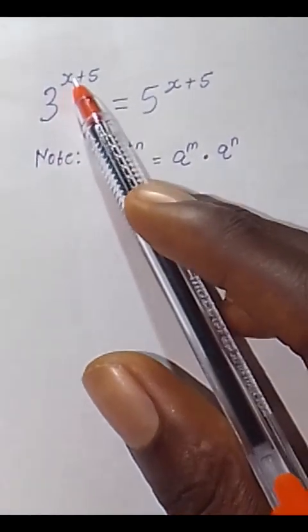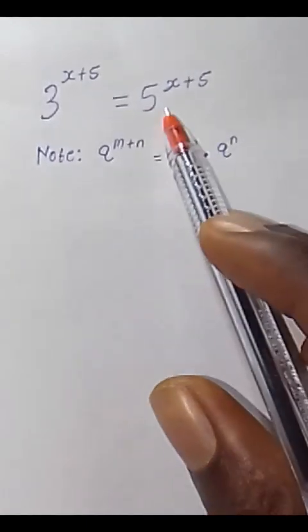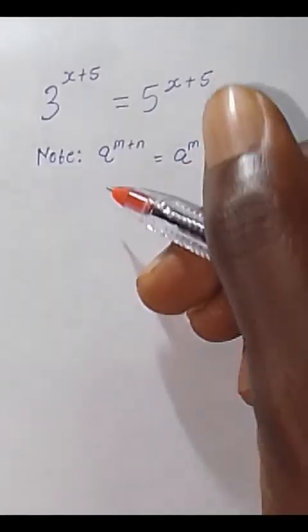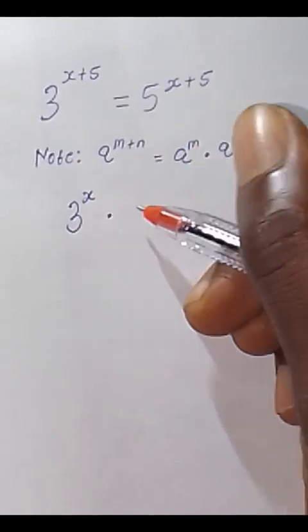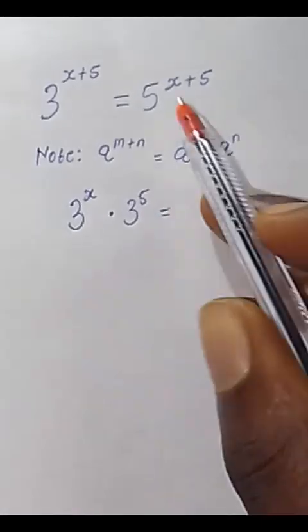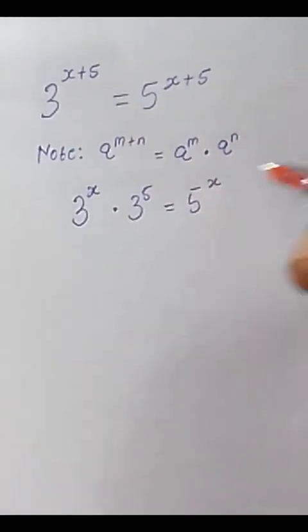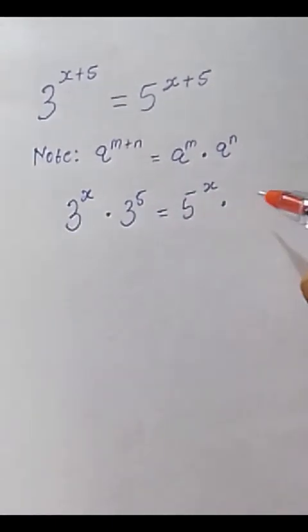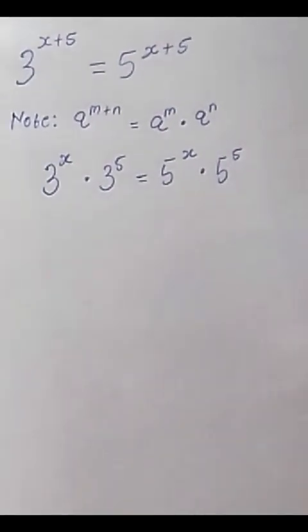Now we have 3 to power x plus 5 here, so we can write it in this form. The same thing to the 5 here. So now we have 3 to power x times 3 to power 5 equals to, now the same thing to this part here, we have 5 to power x, right, times 5 to power 5. So now we continue from here.